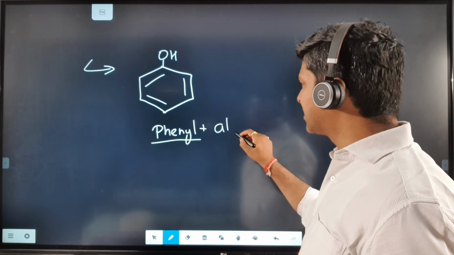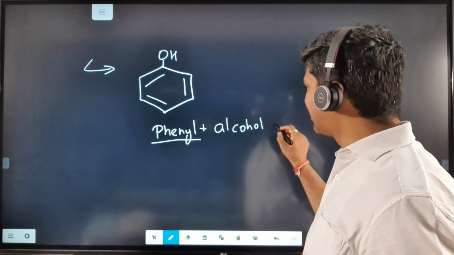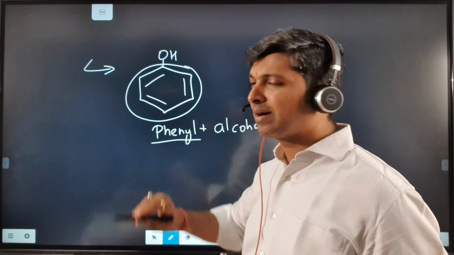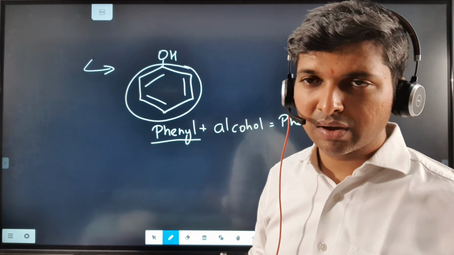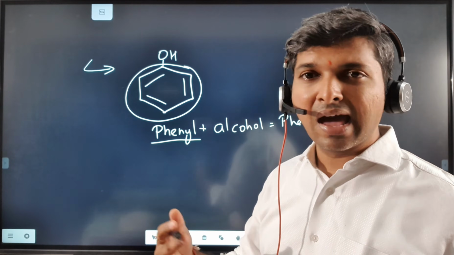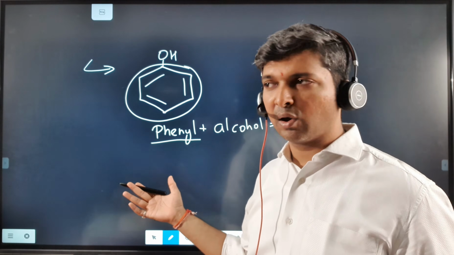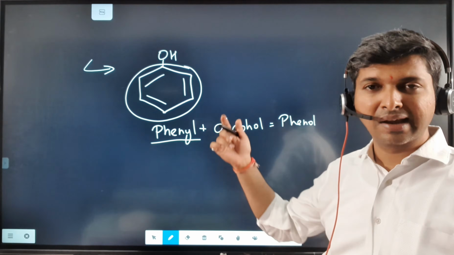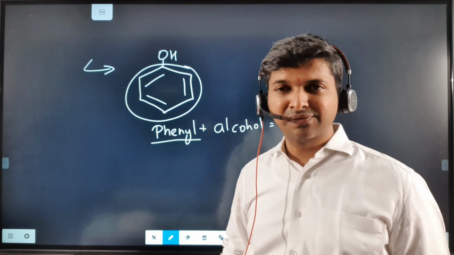So phenyl plus the alcohol derivative will become what? Phenol. And what is this? This is the aromatic ring or aryl group. Aromatic ring minus one hydrogen is aryl. Any aromatic ring minus one hydrogen is aryl. So this comes under the class of aryl alcohols. To be specific, which alcohol is it? It is phenyl alcohol, and the exact name of this compound is phenol.